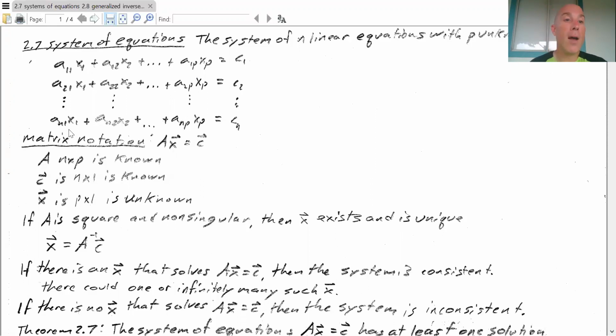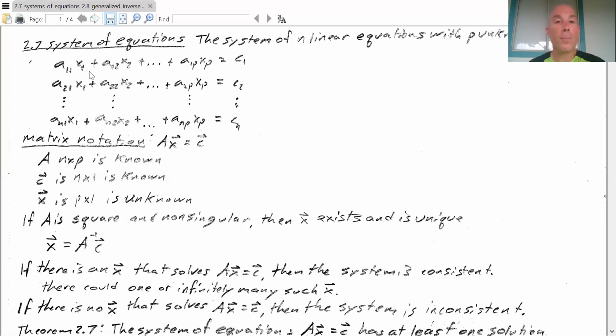All right. Now, when I look at the coefficients at the bottom, An1 is nth equation, first unknown coefficient. An2, nth equation, second unknown coefficient. So when I say unknown coefficient, I mean the coefficient of the unknown value. Then Anp is the nth equation, pth unknown's coefficient.